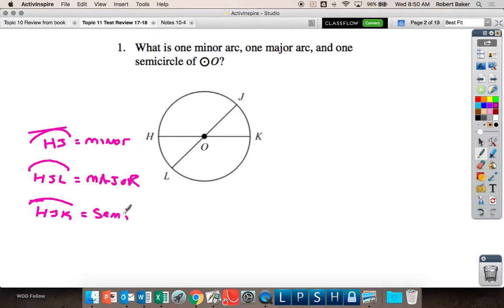So some ways to kind of cheat. Minor arcs have 2 letters, major arcs have 3 letters, and semicircles have 3 letters. So on your test, it'll give you the diagram, and it'll say A, B, C, D. Which one has a minor arc, a major arc, and a semicircle listed?